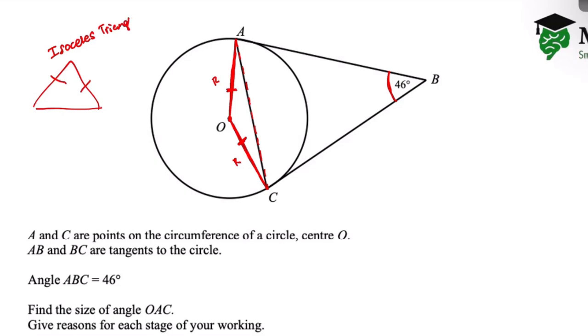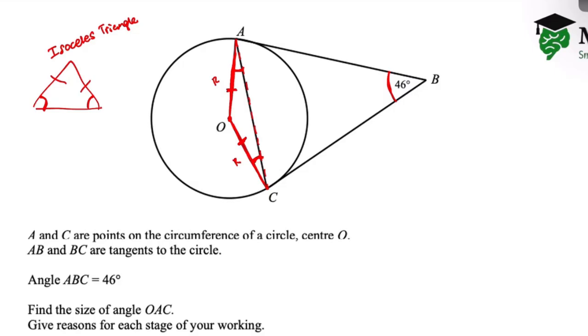If we have an isosceles triangle, we know that the two equal sides are the same, and the angles opposite those sides are also the same. So these two bottom angles are also going to be the same. We know that these two sides, the radii, are the same, and we also know that this angle and this angle are going to be equal as well. That's what we've spotted first of all.